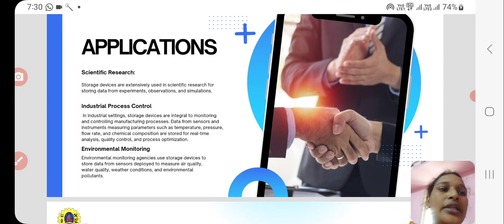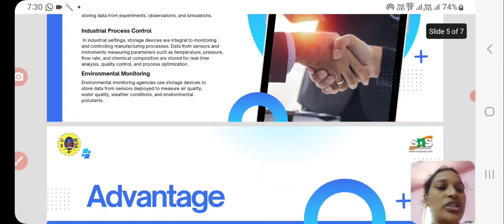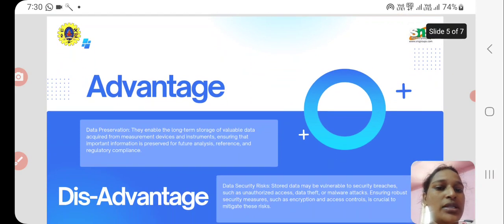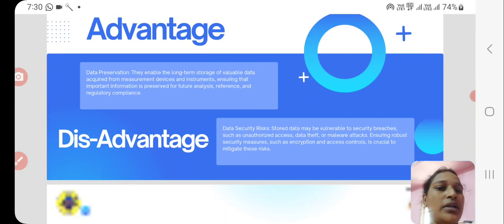These storing devices find application in environmental monitoring as well. Environmental monitoring agencies use storage devices to store data from sensors deployed to measure air quality, water quality, weather conditions, and environmental pollutants. Now let us see the advantages.